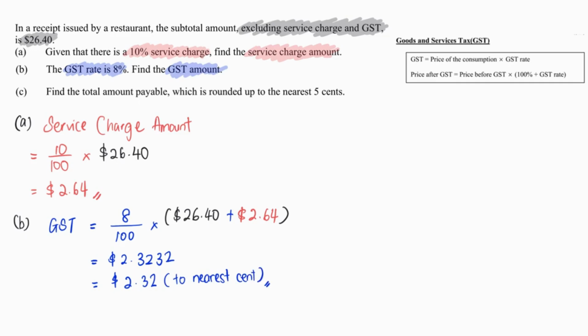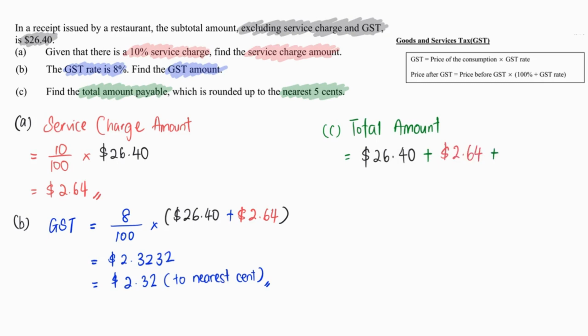Okay, 2 dp. Now last part, so find the total amount that is payable, and you have to round up to the nearest 5 cents. So for part C, the total amount would then be, to sum out everything, $26.40 plus the service charge.